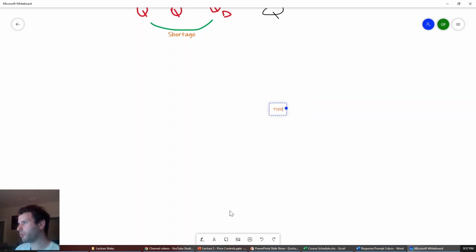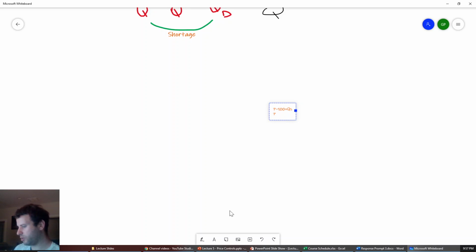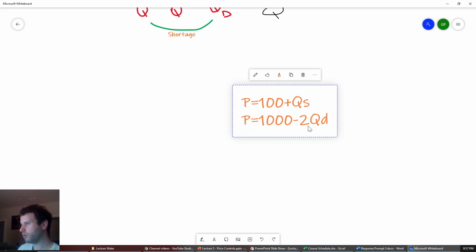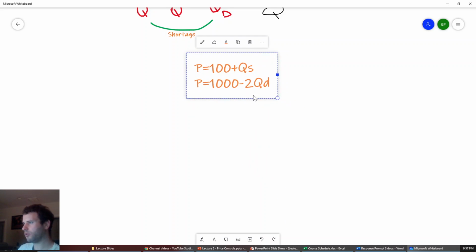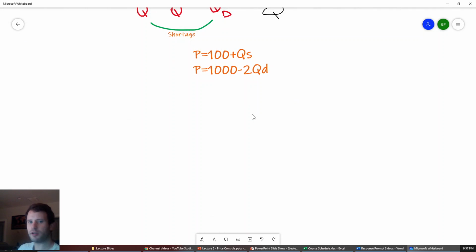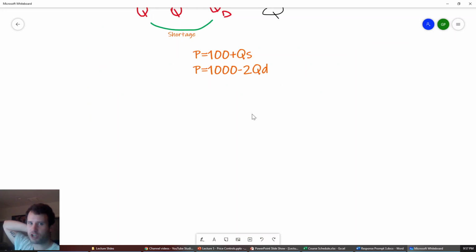So we have P equals 100 plus QS, I believe it was, and P equals 1,000 minus 2QD. So let me make this bad boy big. Well, not that big. All right, hopefully that's fine. Let me just make sure I got the right ones: 1,000 minus 2QD, 100 plus QS. Yeah. Okay, so this is the supply equation. The one below is the demand equation.